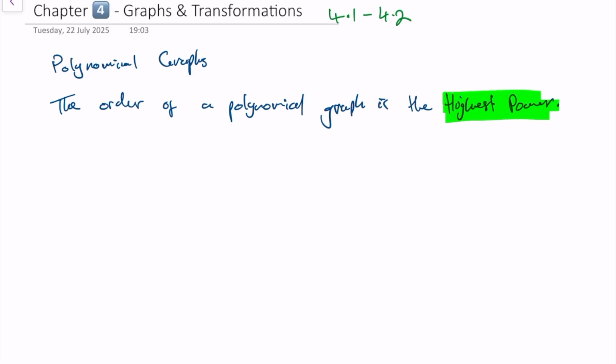Now, today we're going to be going over chapter 4, graphs and transformations, and we're going to be looking at section 4.1 to 4.2. Now, as this is my first ever video, we're going to go through in depth everything. We are not going to leave a single thing behind. I'm going to make sure everyone's clear on every single little inch of maths before we step further anywhere else.